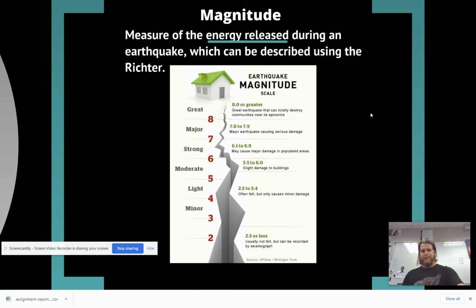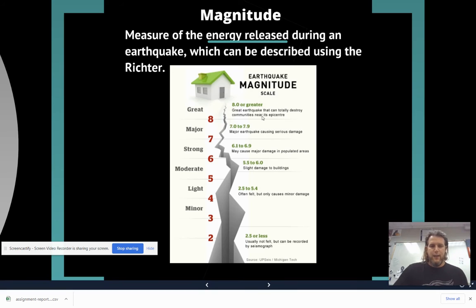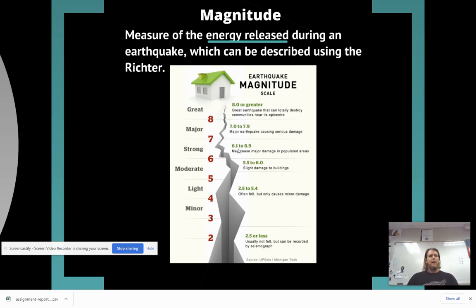And so there are little side notes here you can look at. 7 to 7.9 is a major earthquake. 6 range earthquakes are still very devastating, especially around populated areas. And then we have some of these earthquakes like 2s and 3s. We have them daily. We have them all the time. Sometimes they're just so small we can't feel them, but we're always having earthquakes.